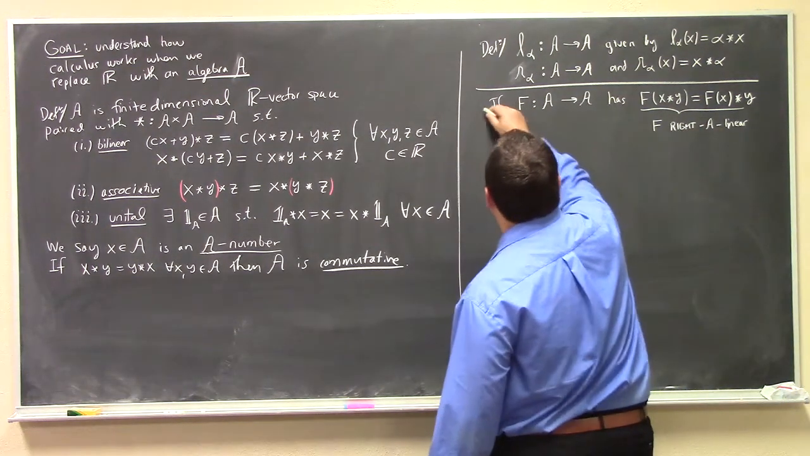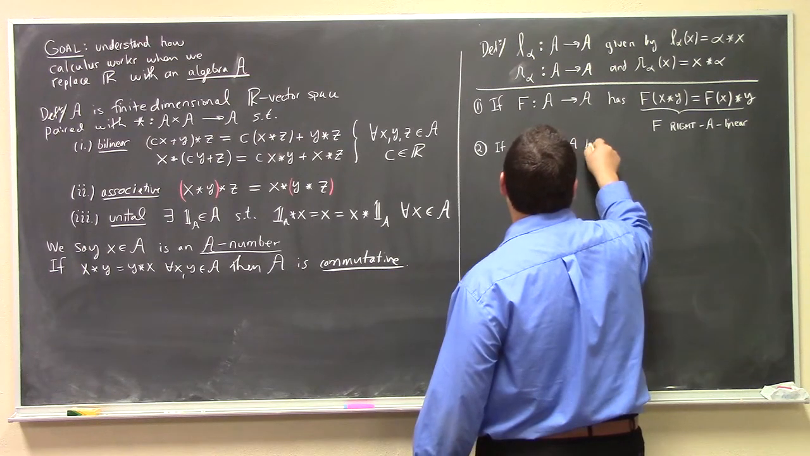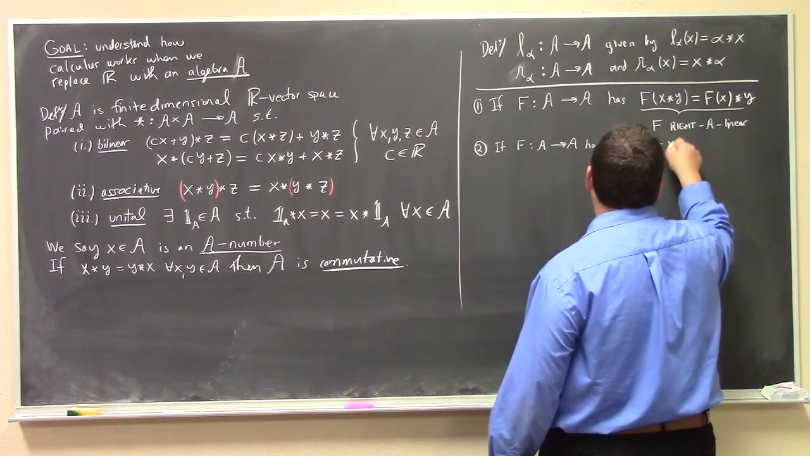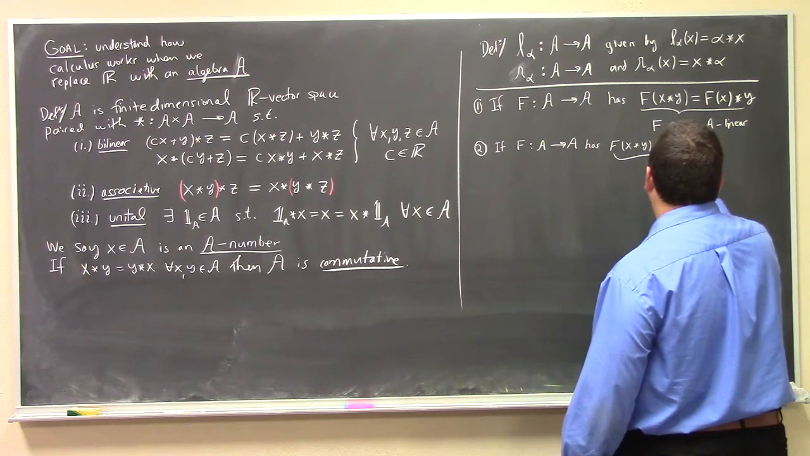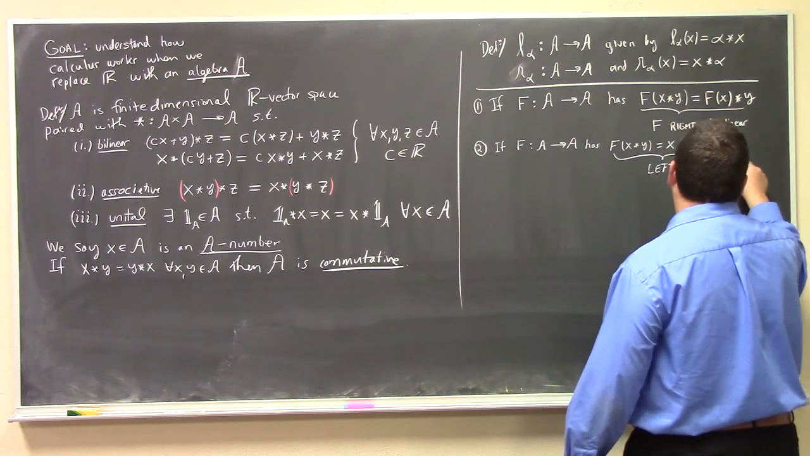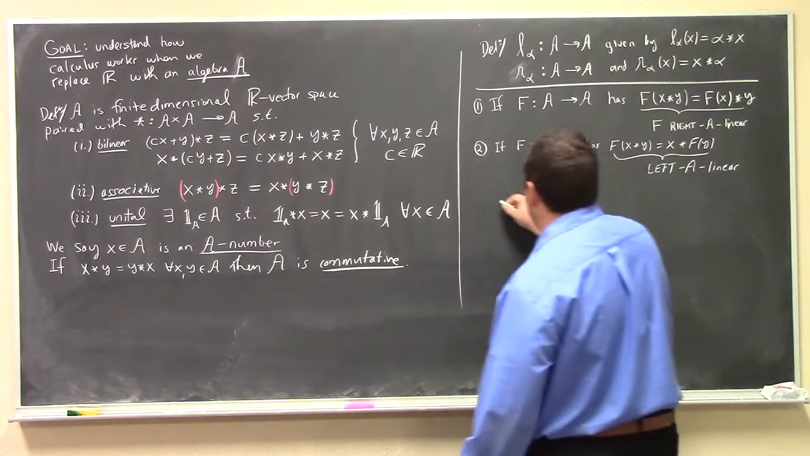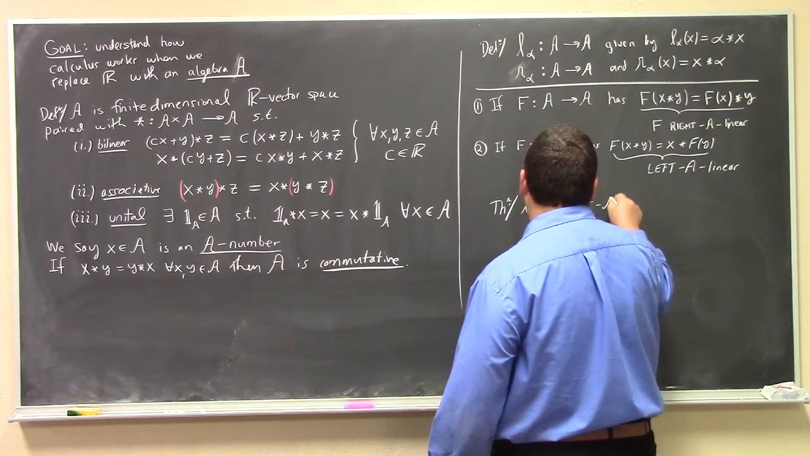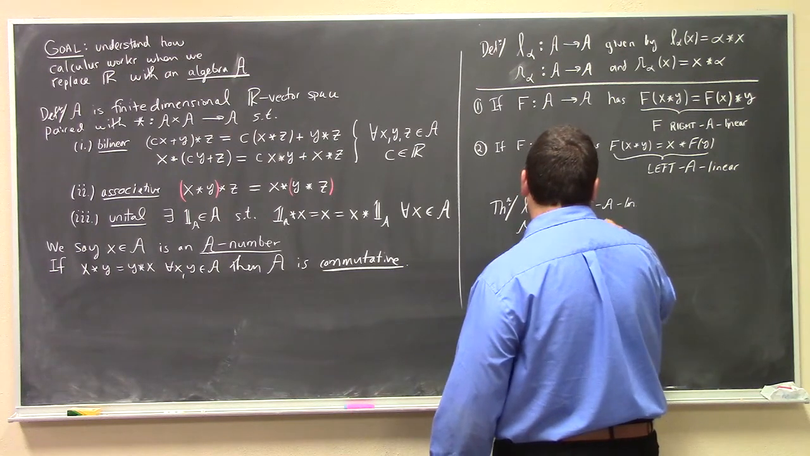In contrast, if you have a mapping on the algebra that has F of x star y equal to x star F of y, then this makes it left A-linear. So, a silly theorem: left multiplication L alpha is right A-linear, and R alpha is left A-linear.